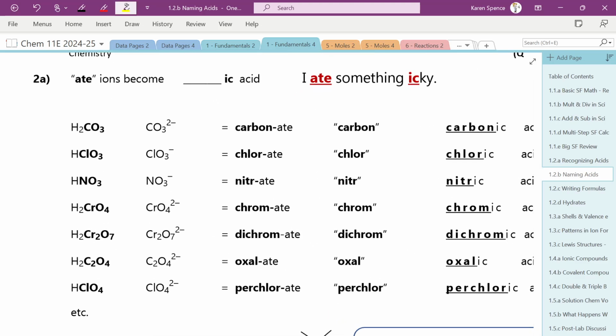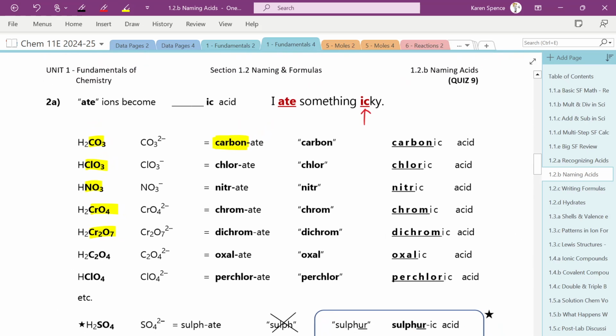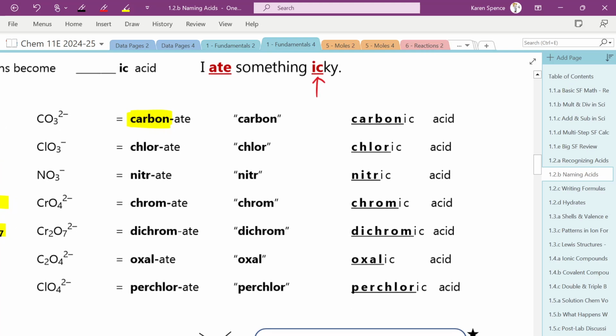So you'll notice we have all of our oxyanions, with the oxygens on them, and they end in ate. We take the stem of that, and all we have this time is ic. So there's no hydro, there's just ic. So carbonate becomes carbonic acid. Chlorate becomes chloric acid. Nitrate becomes nitric acid. So you just add the ic to the end.